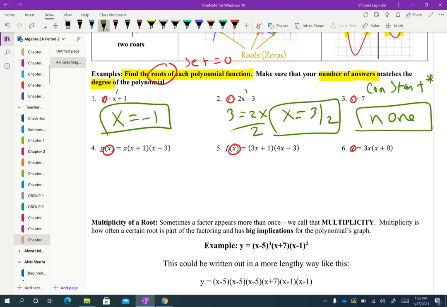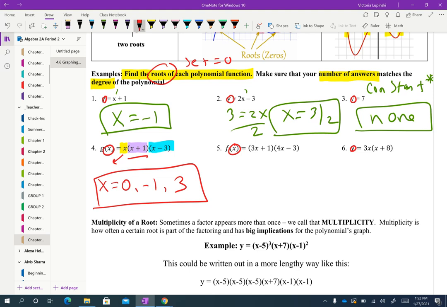If you take a look at something like number 4, each of these different parentheses, or simply each of these different variables, has to give you a different solution. Whenever you have just a lonely little x, if you set x equal to 0, you just get an answer of 0. If you set x plus 1 equal to 0, you're going to get negative 1. If you set x minus 3 equal to 0, you're going to get a value of 3. Because this is x to the first, x to the first, and x to the first, that has a total degree of 3, which means there has to be exactly 3 solutions, and here they are.